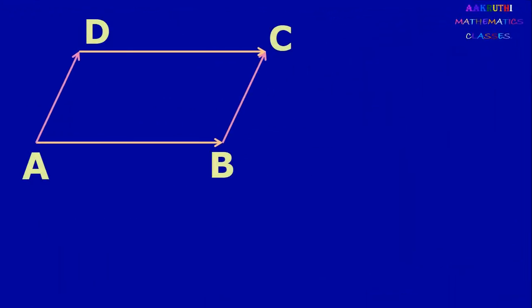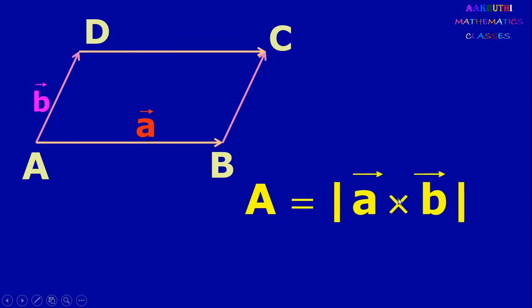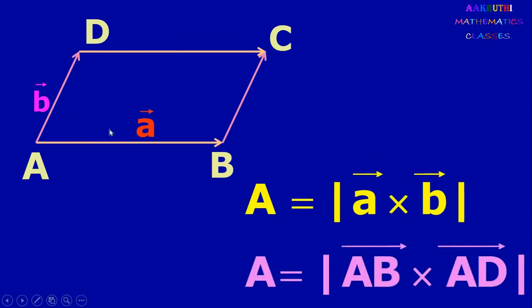Now we consider a parallelogram ABCD with AB equal to A vector and AD equal to B vector. Then area of this parallelogram is given by A equal to magnitude of A vector cross B vector. So that is, A vector is AB vector and B vector is AD vector. Therefore area is magnitude of AB vector cross AD vector. Now we derive this formula.